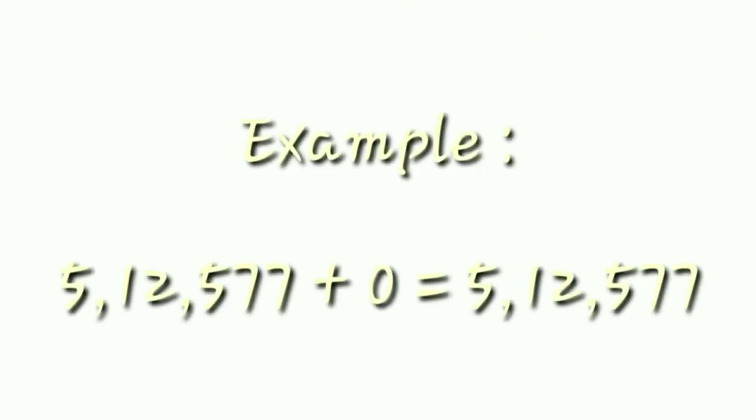For example, I have taken here 5,12,577 and added 0 to it. The answer is the same, that is 5,12,577. Next is the third property.